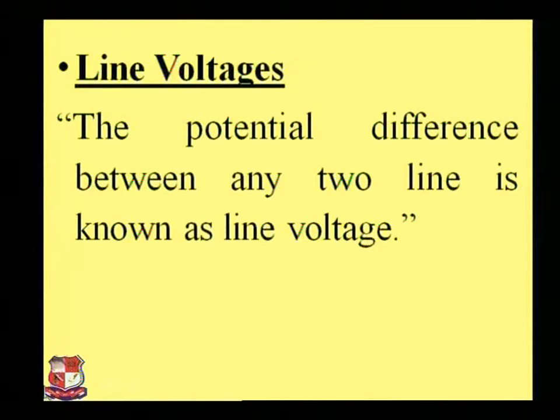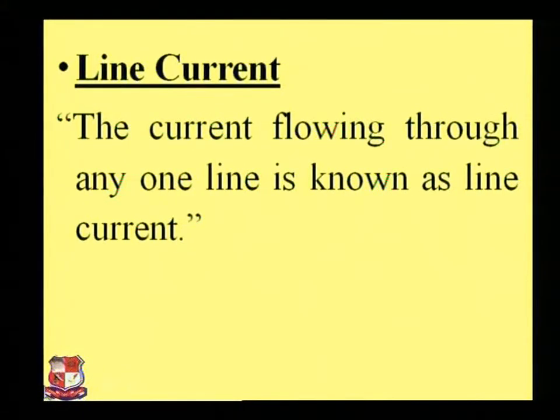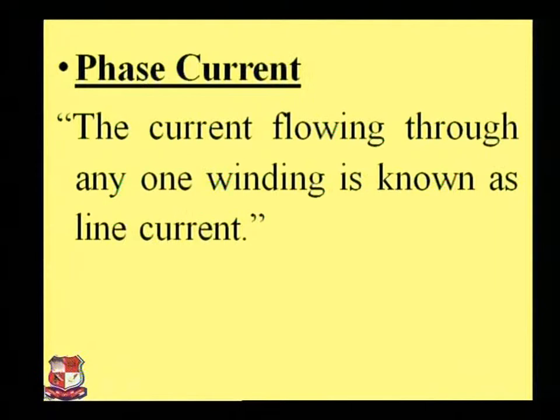The line voltage: the potential difference between any 2 lines is known as the line voltage. The line current: the current flowing through any one line is known as the line current. The phase current: the current flowing through any one winding is known as the phase current.